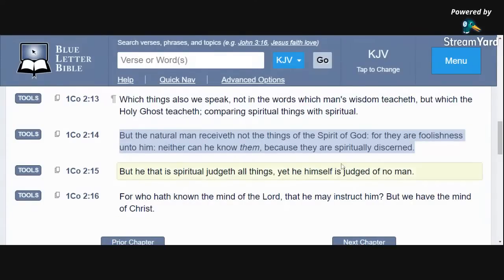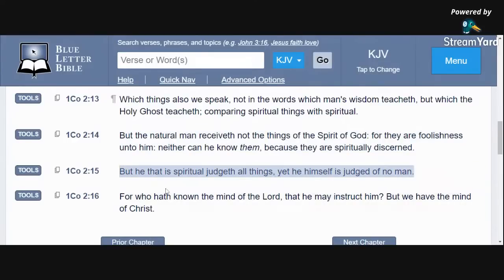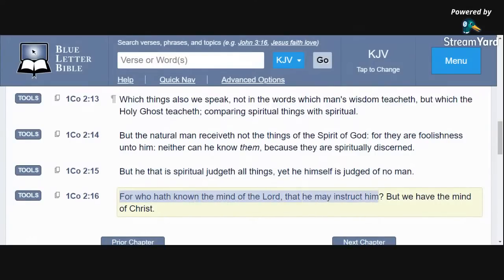And one of the biggest things is the name of the Father and Son. But he that is spiritual judges all things, yet he himself is judged of no man. For who hath known the mind of the Lord, that we may instruct him? But we have the mind of the anointed, as it told us in Romans 8, right? The Most High has to foreknow you to make you conform to the image of his Son.